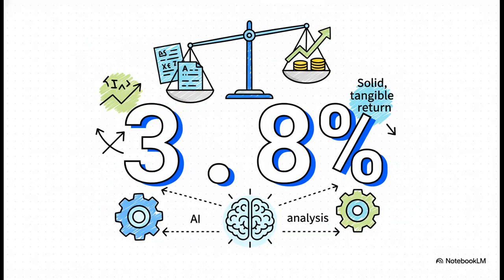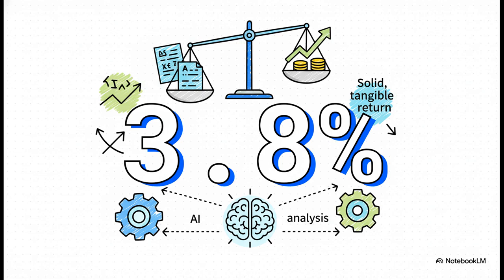And what does that balanced approach get you? Well, it gets you a very strong result. Scheme C projects a gross yield of 3.8%. That's a solid, tangible return from a strategy that really does a great job of balancing all the competing priorities of the project.